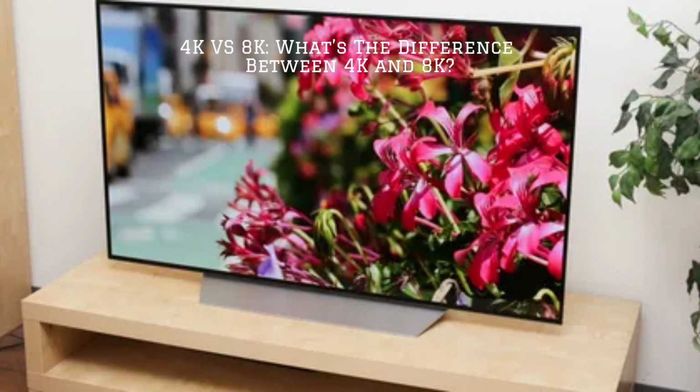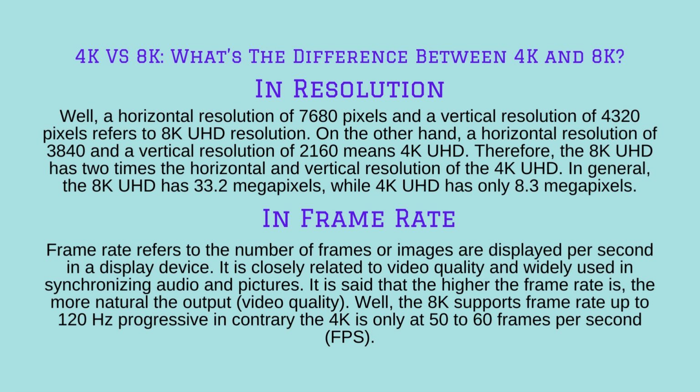Well, a horizontal resolution of 7680 pixels and a vertical resolution of 4320 pixels refers to 8K UHD resolution.